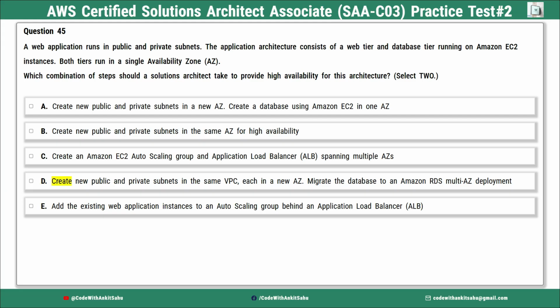Option D. Create new public and private subnets in the same VPC, each in a new AZ. Migrate the database to an Amazon RDS multi-AZ deployment. Option E. Add the existing web application instances to an auto-scaling group behind an application load balancer, ALB.